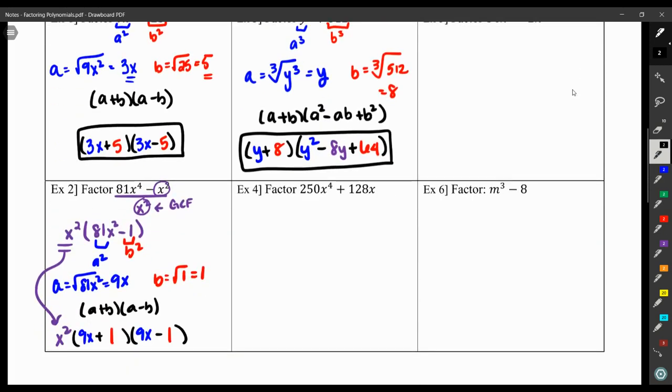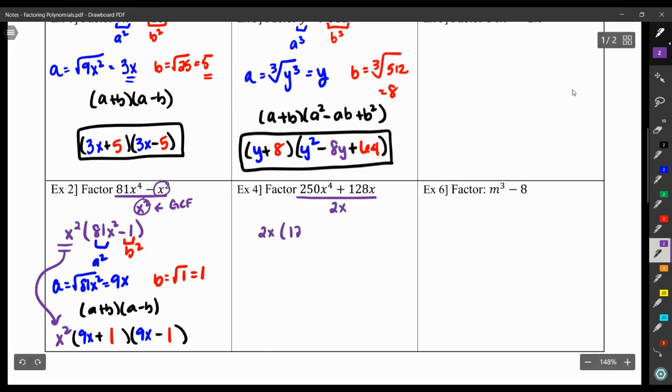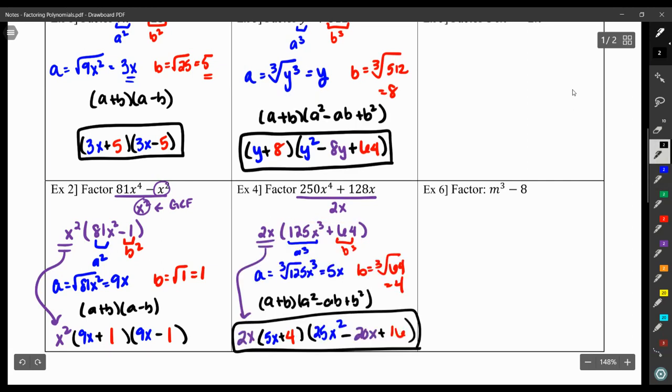For number 4, again, always try to see if you can divide out a common number or variable to make it a little bit simpler. Both 250x to the fourth and 128x can be divided by 2x. I'm going to take the 2x out to the side, and we're left with 125x to the third plus 64. Hopefully these are both perfect cubes. I know x to the third is a perfect cube, so hopefully 125 is as well. Pause the video, try to factor out this piece using that sum of cubes pattern. And here's your factorization for number 4.